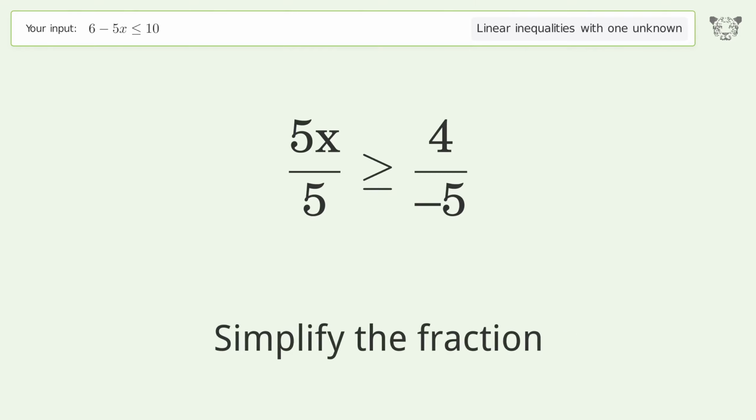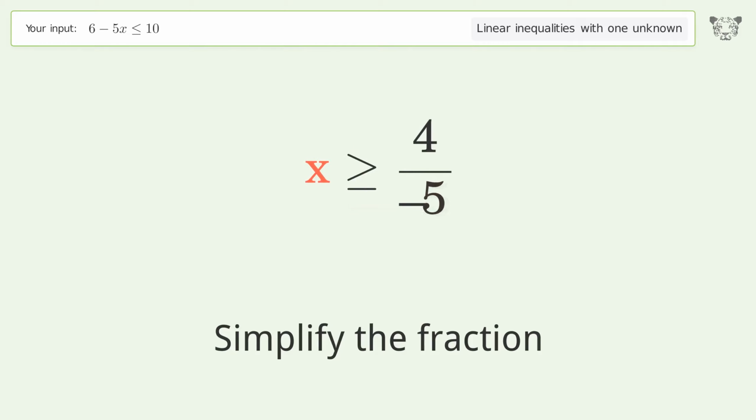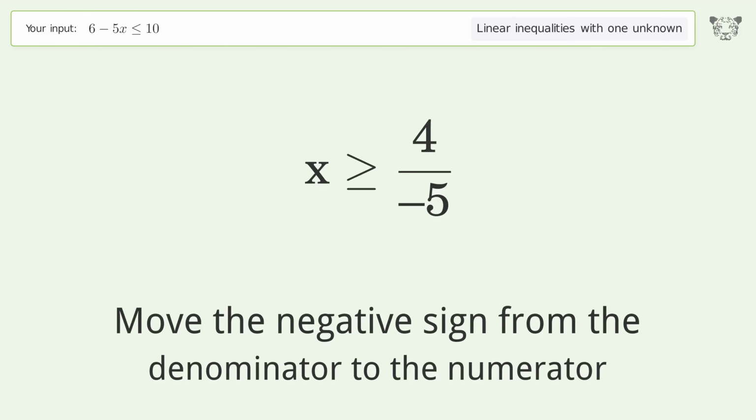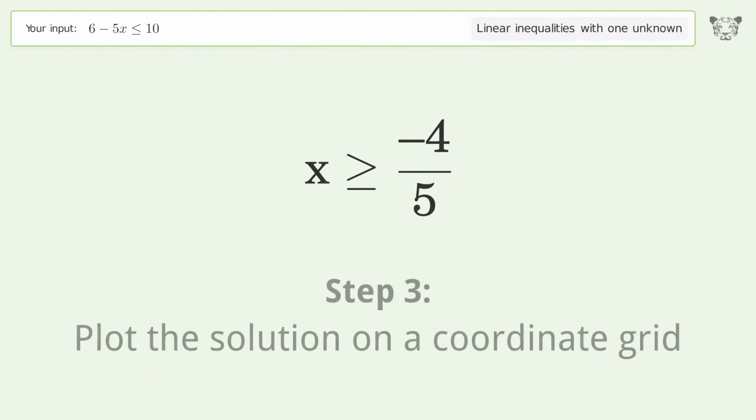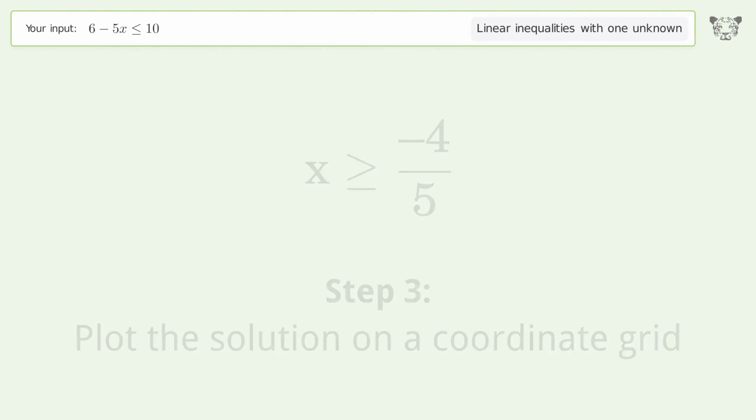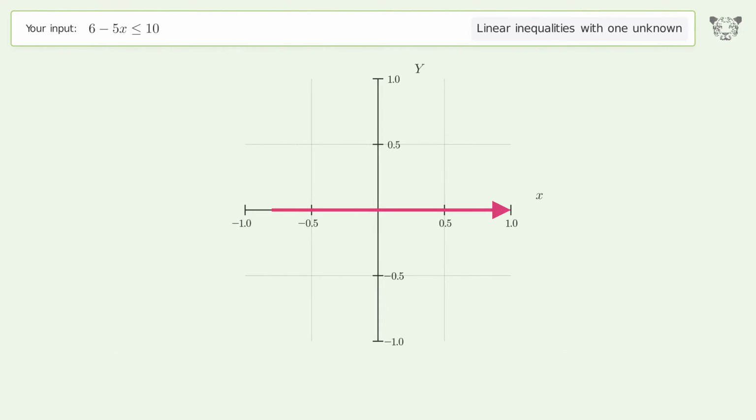Simplify the fraction. Move the negative sign from the denominator to the numerator. Plot the solution on a coordinate grid. And so the final result is x equal or greater than -4/5.